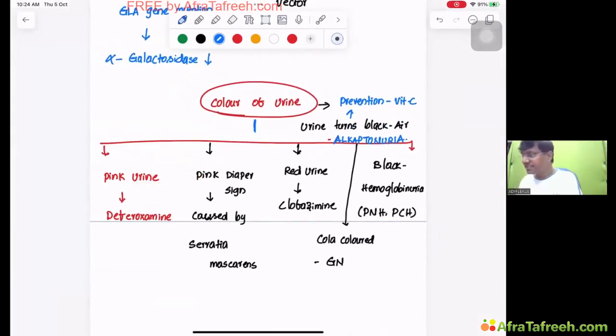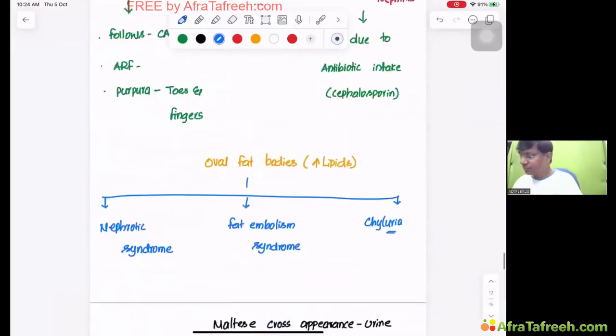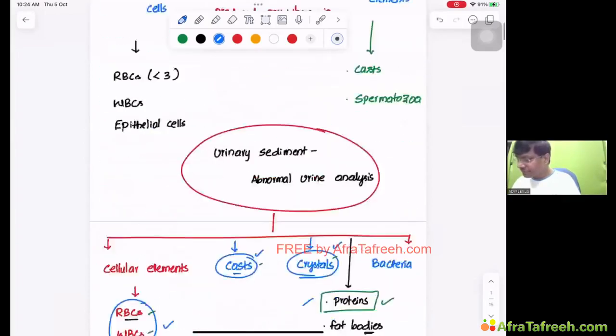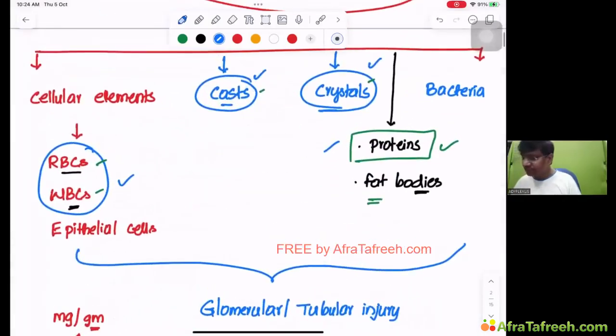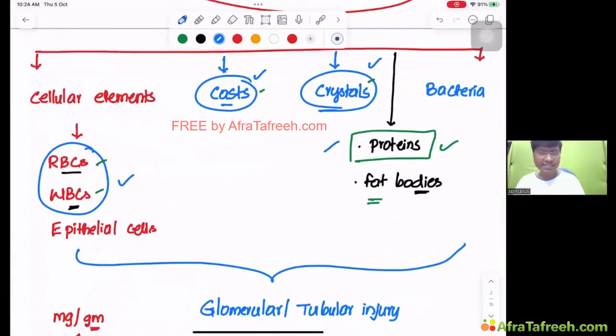Okay, so this completes the discussion of the abnormal urine analysis, right? So what all we have just discussed, you just see here. I'll come and revise that. We'll have a break now. So cellular elements we have discussed. Epithelial cells, that will give you that Maltese cross. Next is cast. Crystals we have discussed. Proteins we have discussed. Fat bodies we have discussed. Bacteria, you will have that in urinary tract infections or pyelonephritis. Okay, so these are your abnormal quantities or abnormal substances that can be in the urine, right?